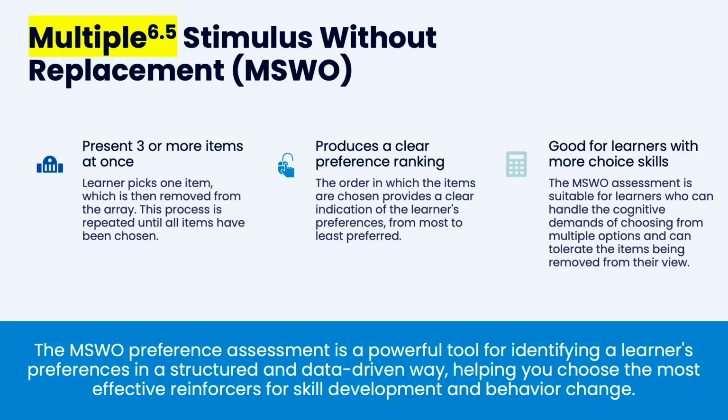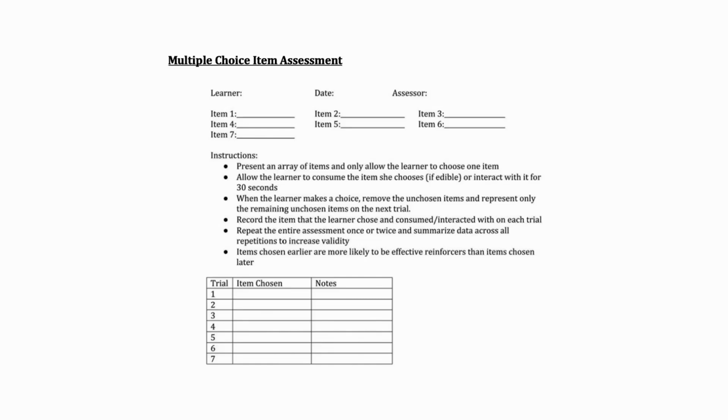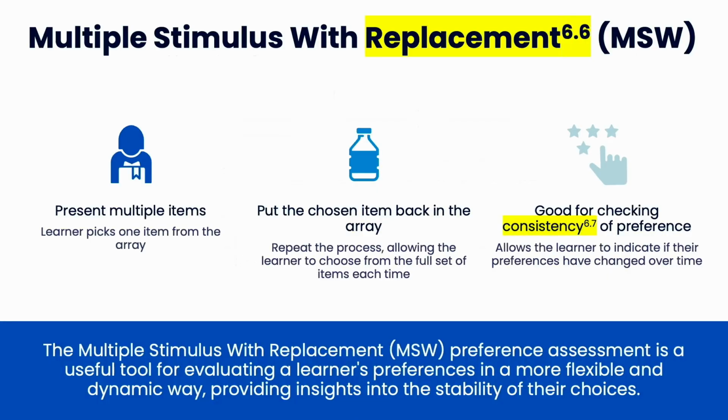It's good with learners who can make really good choices and have enough cognitive demand to make a choice from multiple. This is an example of the data sheet. You'd have 7 items. What item was chosen? Second item chosen, and you just go straight down. This is what I typically use if I'm doing multiple stimulus, but we do have multiple stimulus with replacement.